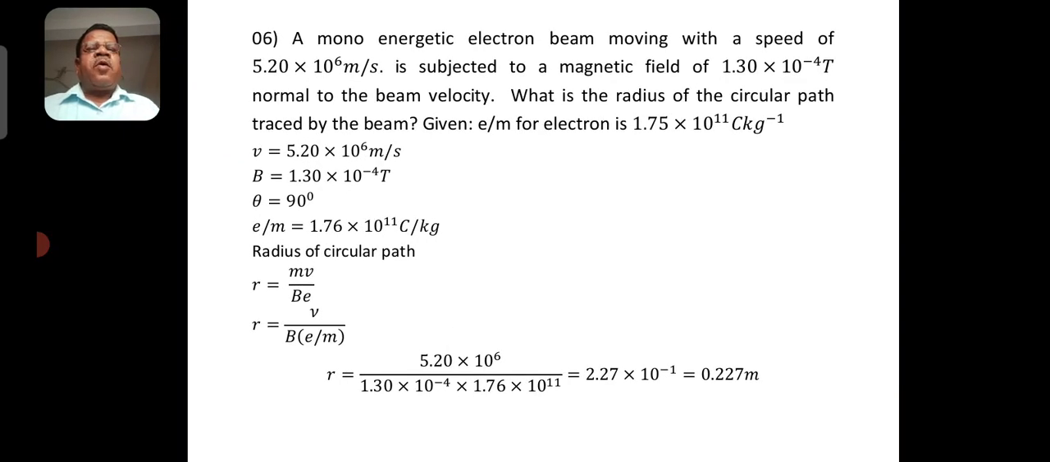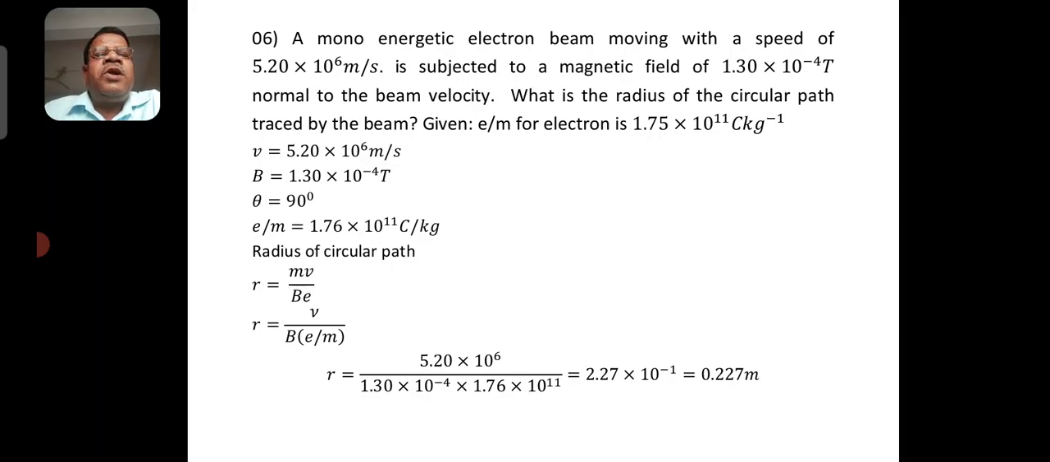Now see the last problem. A mono-energetic electron beam moving with a speed of 5.20 into 10 to the power 6 meter per second is subjected to a magnetic field of 1.30 into 10 to the power minus 4 Tesla, normal to the beam velocity. What is the radius of the circular path traced by the beam? Given that e by m for the electron is 1.75 into 10 to the power 11 coulomb per kg.